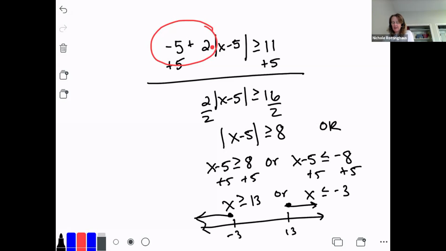Okay, I can write it in interval notation. I've got -∞, comma, -3, and I've got a bracket, union, bracket 13, comma, infinity. Okay, one more.